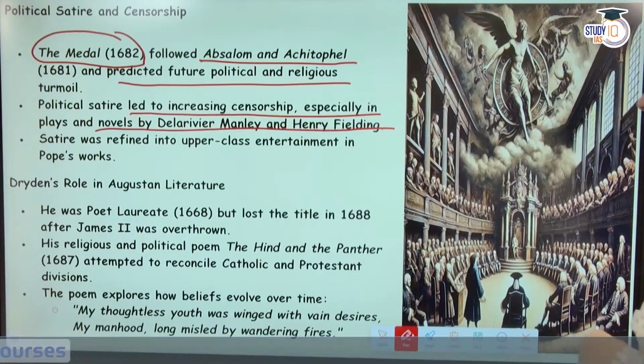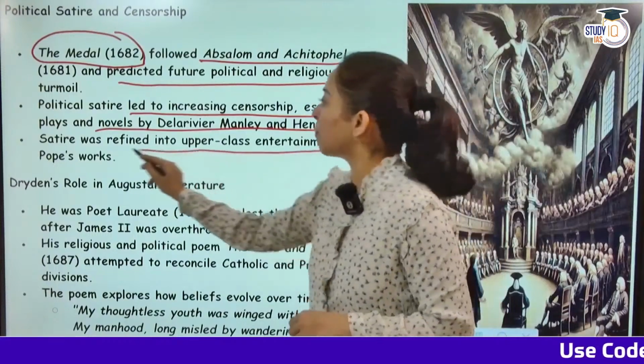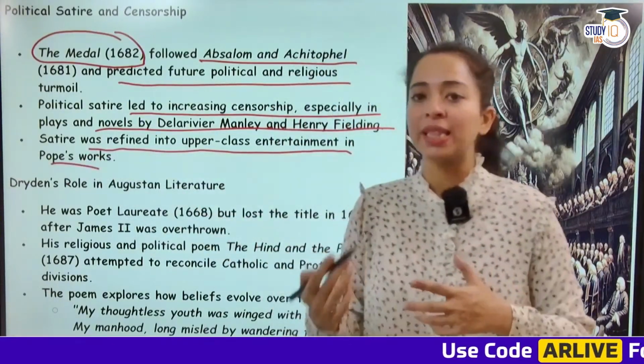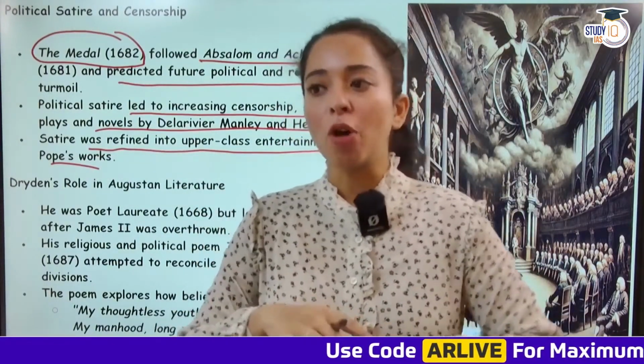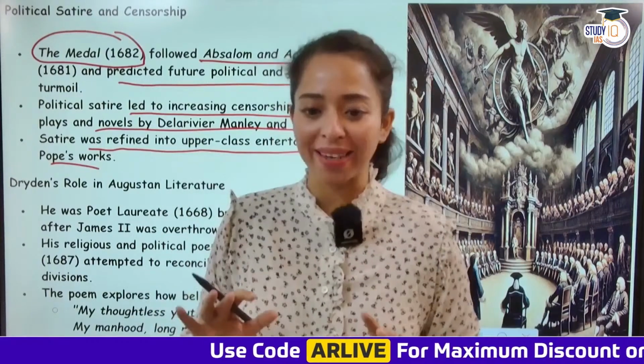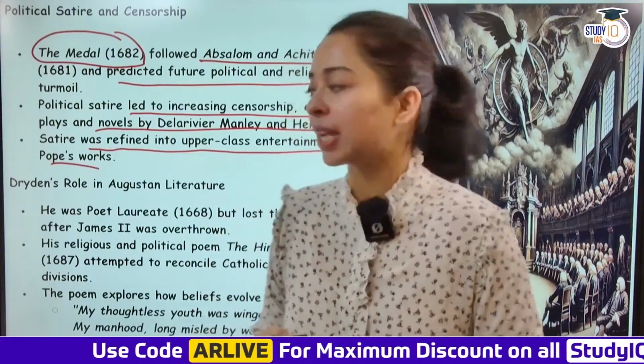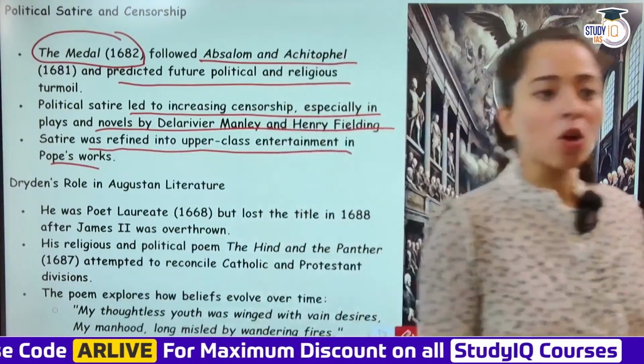Satire was refined into upper class entertainment in Pope's work. उसके बाद जब Alexander Pope का हम work देखेंगे, that kind of बहुत ही polish होके बस upper class को target करता था. फिर political satires काफी कम हो गए थे. Now Dryden's role in Augustan literature.